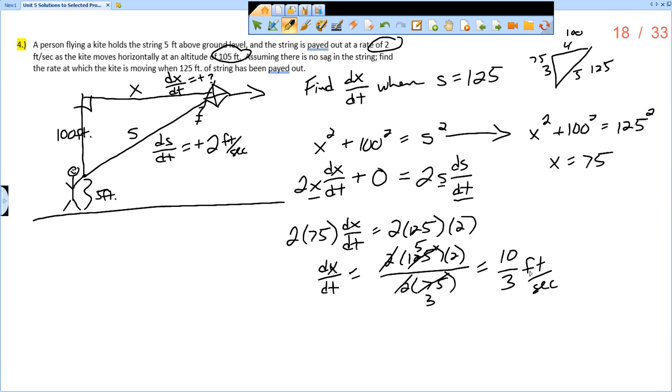Remember, it's feet per second, not square feet or something like that, because this is a linear measurement. We're just measuring a distance and the rate at which it's changing. All right.